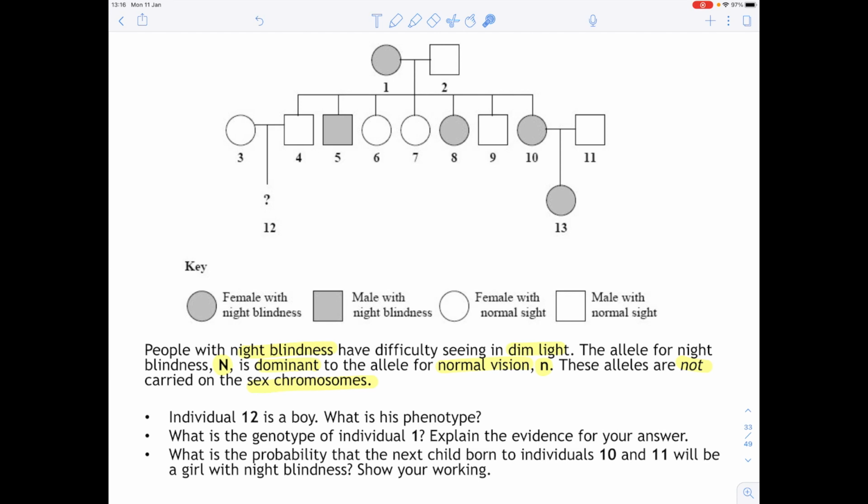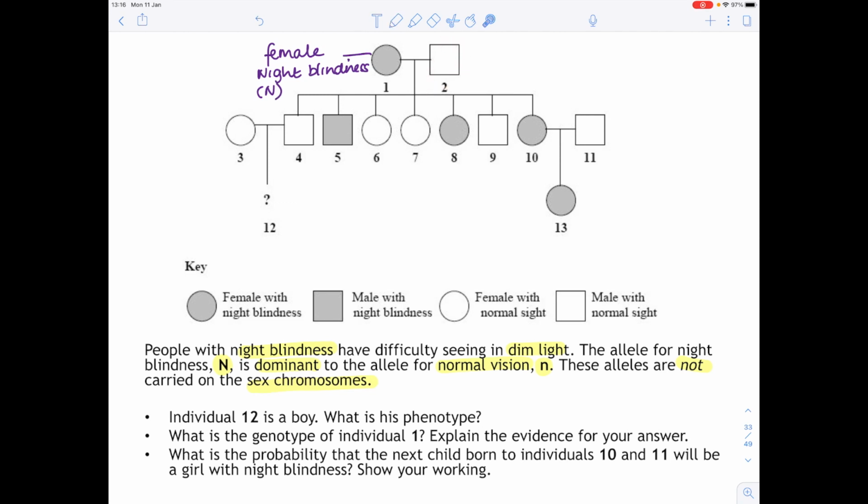Let's have a look at what we have. So here's our affected female. They have night blindness. Just going to make a note here. Here's the female. They have night blindness. And remember that that night blindness is caused by that dominant allele.